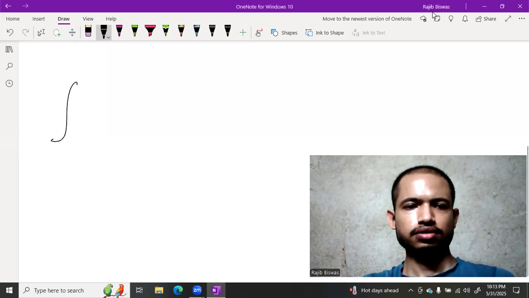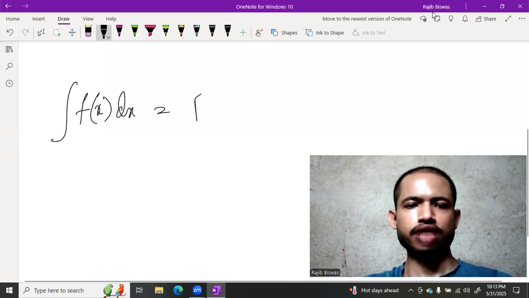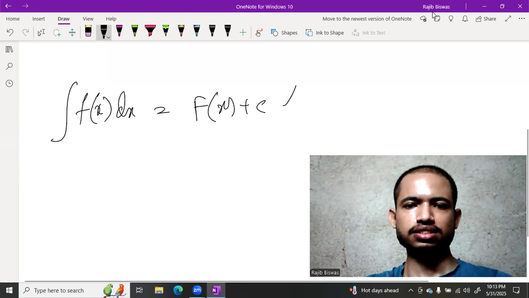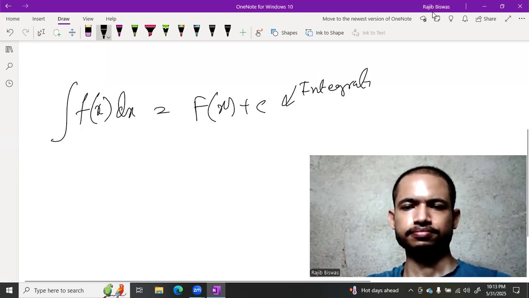So here, if the integral of f(x) is equal to capital F(x) plus c, and we use an integration constant in the case of indefinite integration, right? Here c is the integration constant, right? Okay.